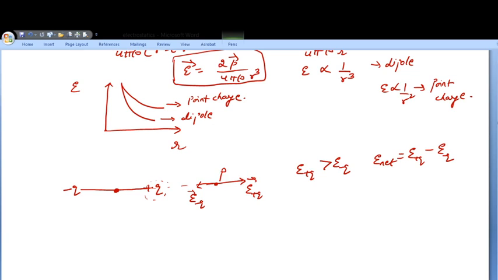Now what is the net electric field direction? If you see, net electric field direction is this direction because this is dominating. So this is the E direction. And what is P direction? P is from negative to positive, so this is P.